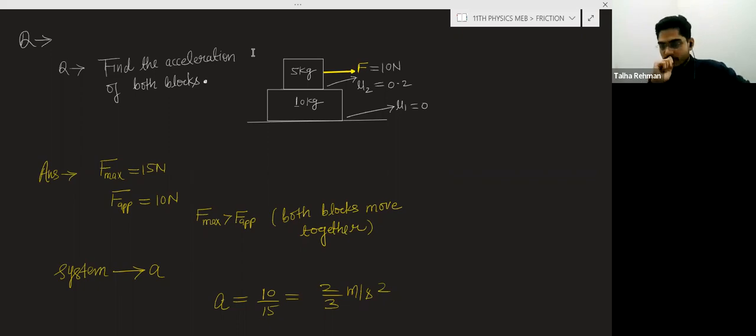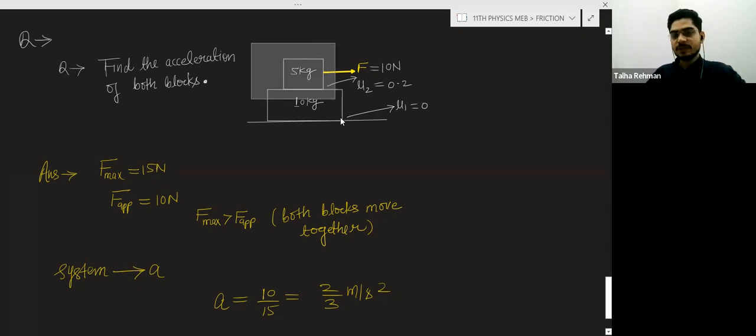One more question I want to ask you, Hiba. What will be the friction force here, in this case, when both these blocks are moving together? Okay, write down, no problem.